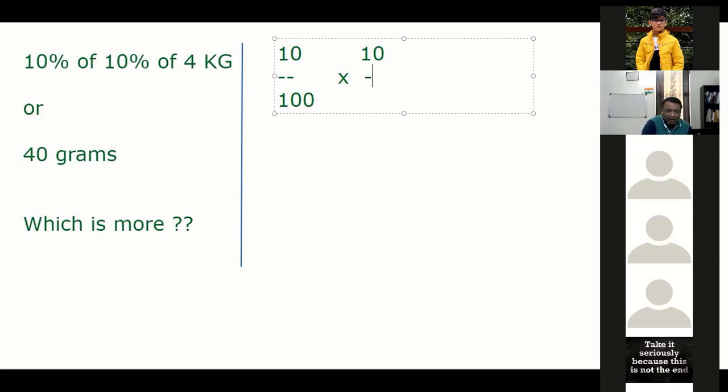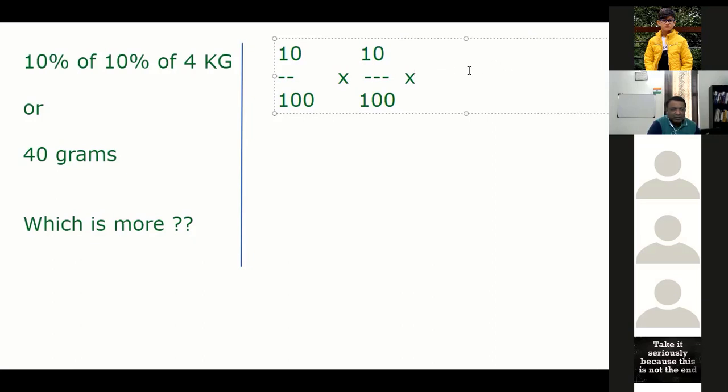By mistake I said into. Again, of means into. So 10 upon 100 into 4 kilograms. Shall we convert into grams? Yes, 4,000. So I'll write into 4,000. Any doubt till now? No. Cut this 0 with this 0, and again, and again. What is remaining at the top? 4... 40. Yeah, 40.